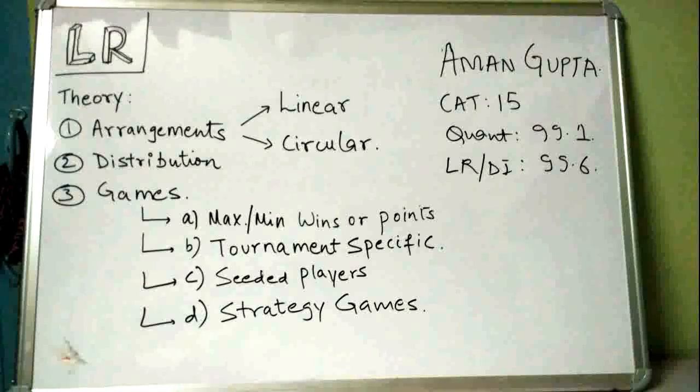So the first step in dealing with LR is to identify the type of sets that one usually encounters in CAT. Usually, the sets can be classified as those based on arrangements, distribution, binary logic, games, tournaments, blood relations, and so on. So once we have familiarized ourselves with these types, our learning improves, and the application of logical principles becomes structured.